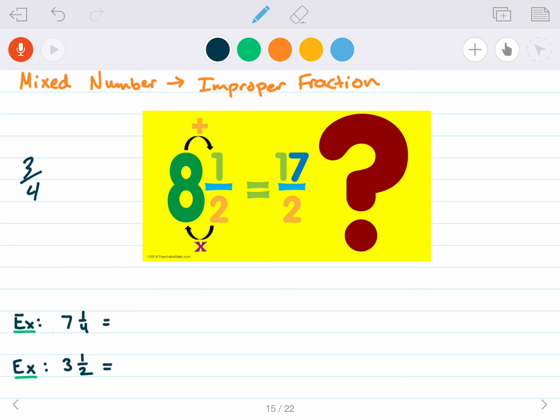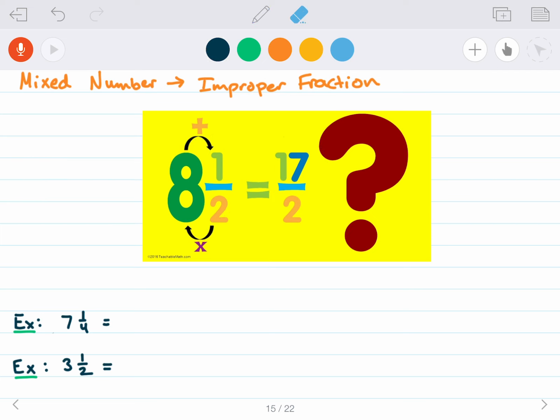Improper fractions and mixed numbers are the same. They mean the same thing. They're basically representing something that's more than 1. So in this case, this means we have 8 pies and a half of a pie, right? Or equivalently, we can say 17 half pies is the same thing as 8 pies and a half pie.